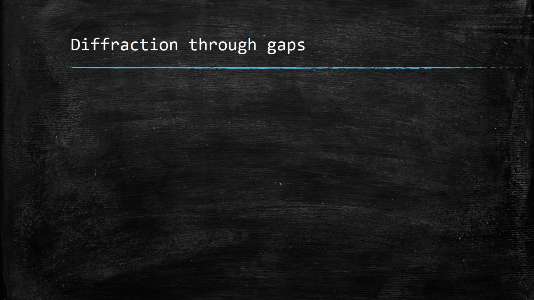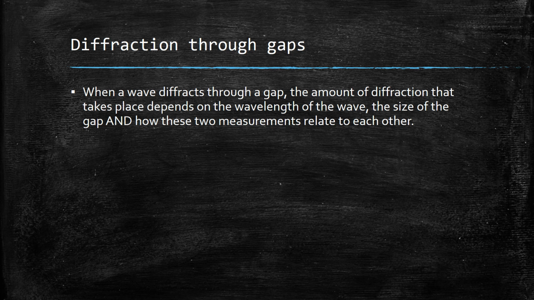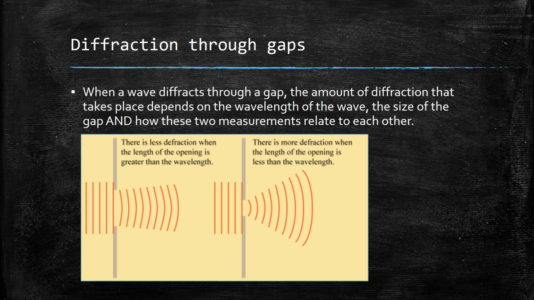Diffraction through gaps. When a wave diffracts through a gap, the amount of diffraction that takes place depends on the wavelength of the wave, the size of the gap, and how these two measurements relate to each other. With a larger gap, there's much less diffraction, and we can see this by the waves not bending as much as through the small gap on the right hand side. Where the gap size is equal to the wavelength or smaller, we have the most diffraction.